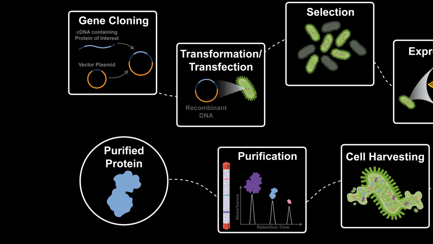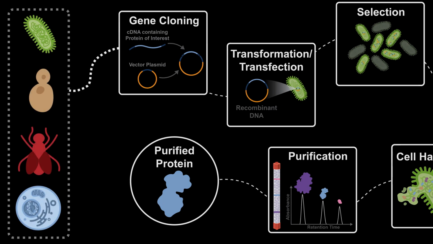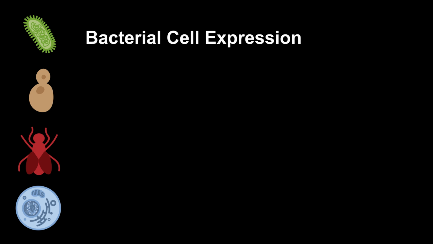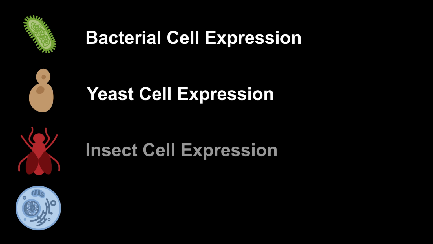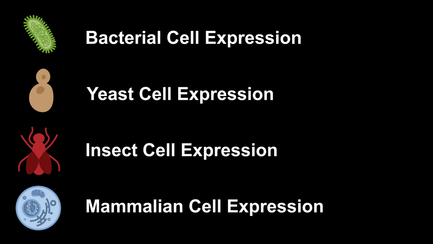Before you can begin the purification process, you first need to decide on your expression system. There are a few common expression systems that scientists use. These include bacterial cell expression, yeast cell expression, insect cell expression, and finally mammalian cell expression.